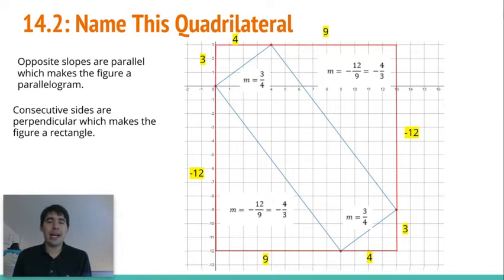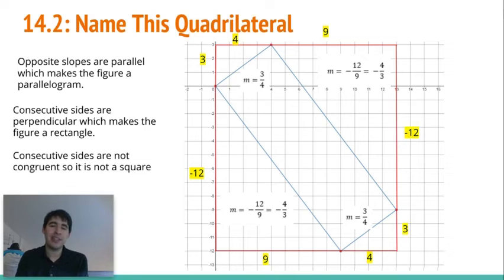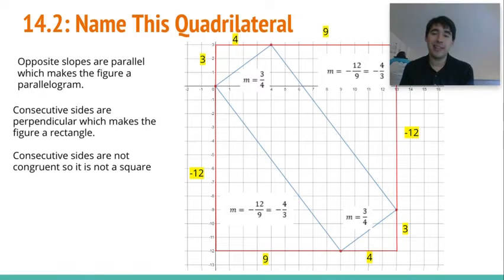The proof does not end there. We actually still need to show that this figure is not a square. So if you take a look at the sides that are next to each other, we can clearly see that they're not the same length. We can say that this is not a square, which means that our figure must be a rectangle.